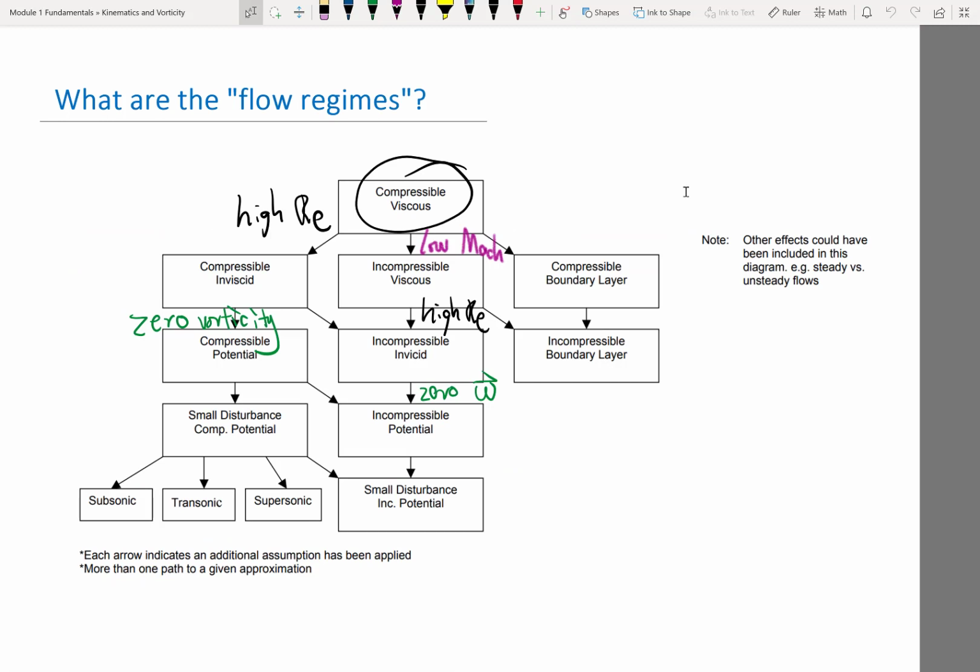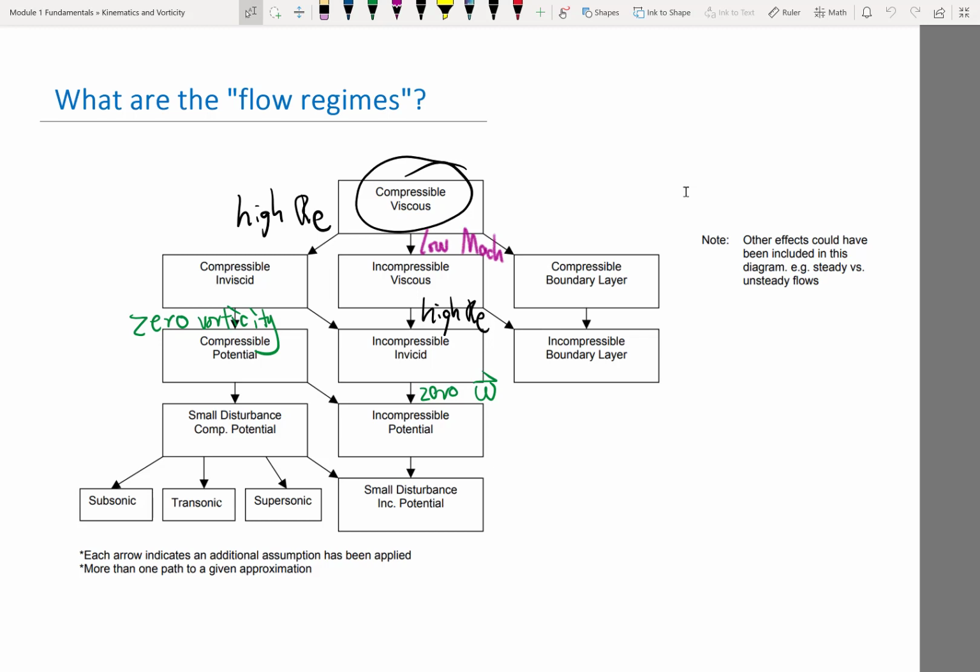So when we have general compressible viscous flow, if we are assuming high Reynolds number, we get to the regime of compressible but inviscid flow. But in order to get potential flow, we want to assume the addition of zero vorticity in the flow field, right? And also, if you go from compressible viscous flow, you assume low Mach number, you get incompressible, right, low Mach number, and viscous flow.